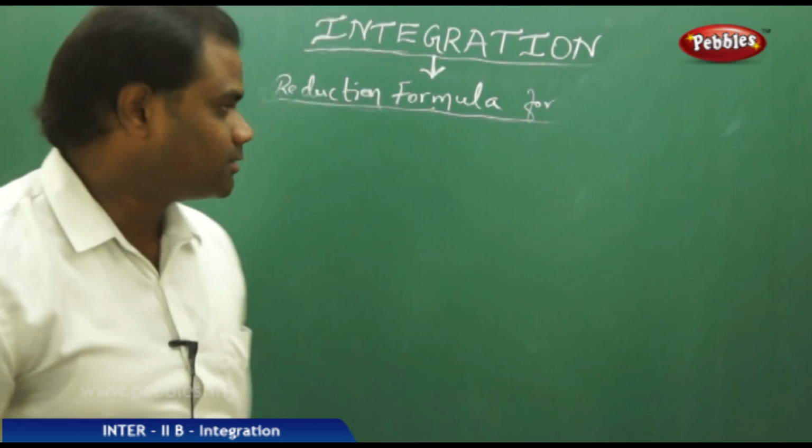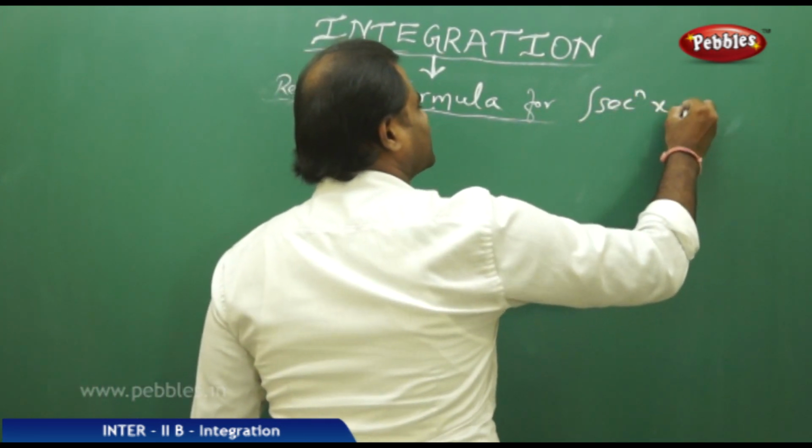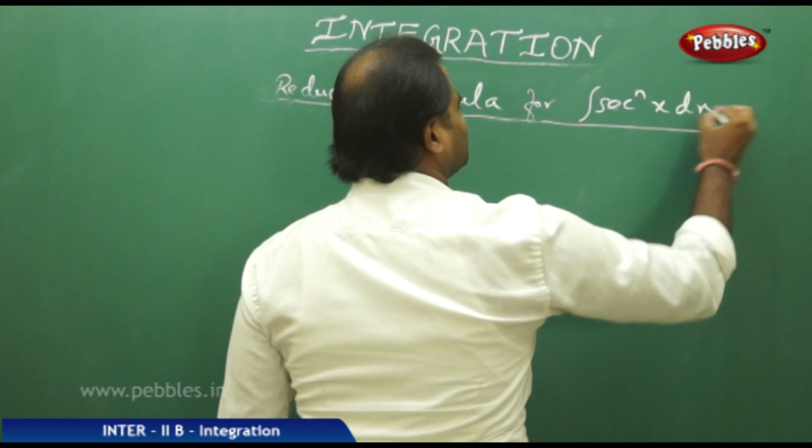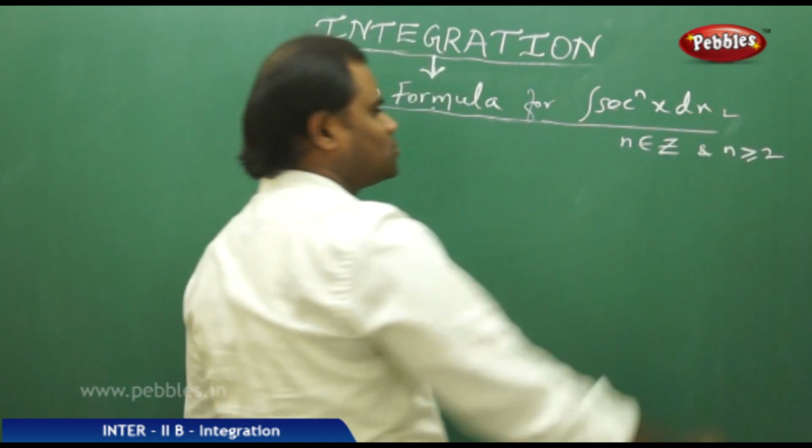Now next is the reduction formula for integral secant power nx dx for n belonging to Z and n greater than or equal to 2.